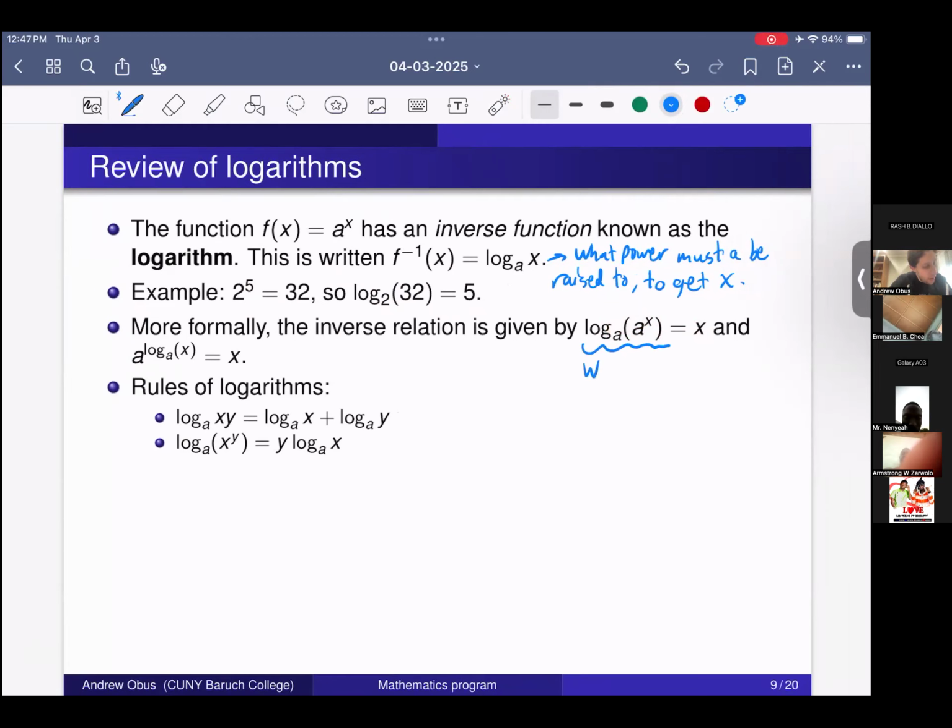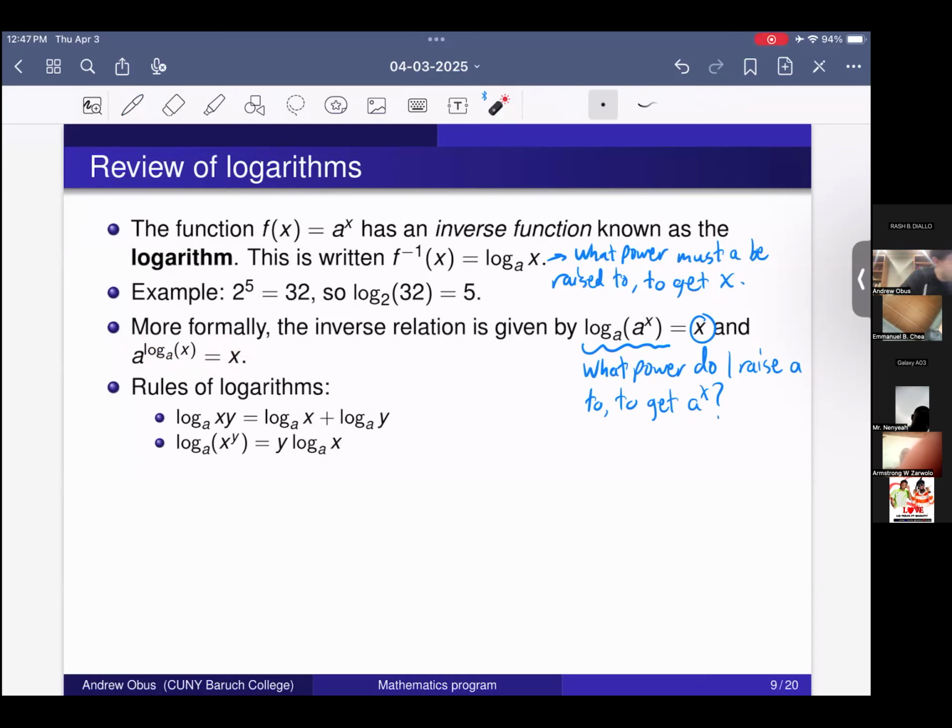Because this is saying: what power do I raise a to get a to the x? Well, the answer is I raise a to the xth power in order to get a to the x. So the log base a of a to the x is always going to be x, and this could be for any numbers a and x. We always want a to be positive. And similarly, over here, you can do them in the reverse order. You can do log and then exponentiation, and that also is going to give you your basic function x.